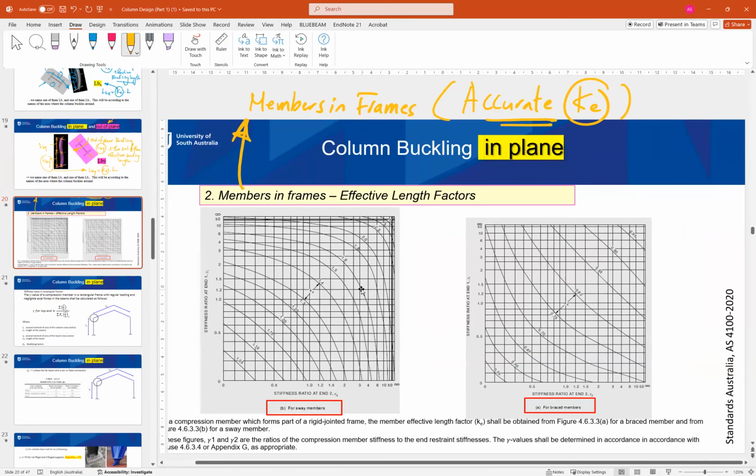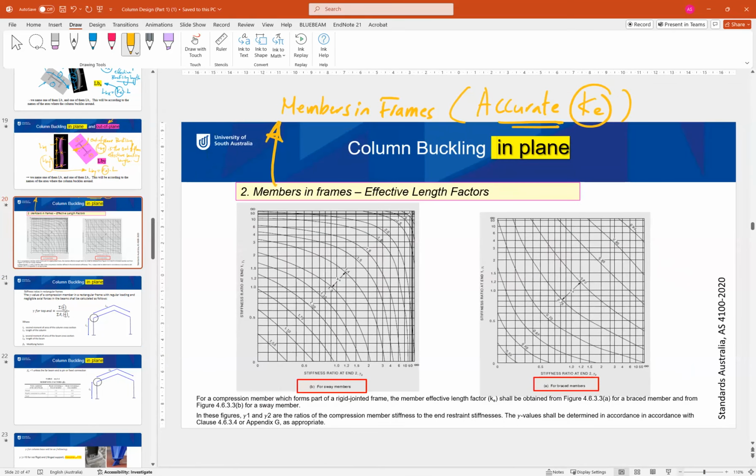In this method, as you can see, we have two types of charts, the charts on the right-hand side and left-hand side. For the right-hand side, we have the braced member. So if you are calculating for a braced member, you need to come to this chart. If you are calculating for an unbraced or sway member, you need to go to this chart. What is the relation in this chart? It is a relation between the stiffness ratio at end 1, gamma 1, and the stiffness ratio at end 2, gamma 2. As we mentioned, any column has two ends. One of them is end number 1, one of them is end number 2.